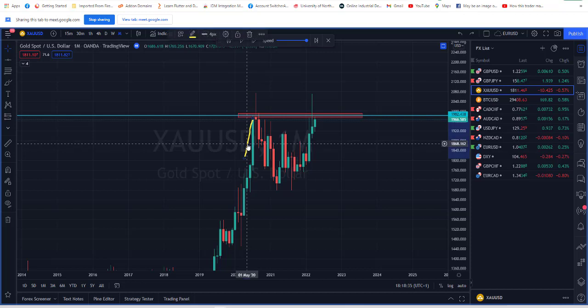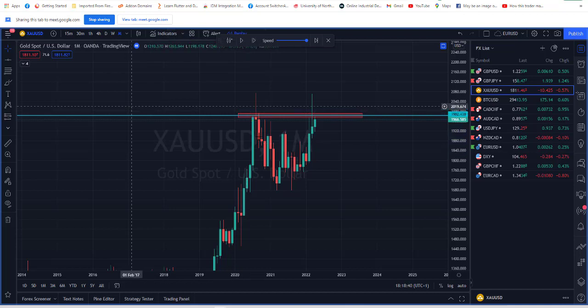Now, go back to the time it hit this resistance. It came down again, all the way from here down to this level at 1708. And what happened? It bounced back up from here. So this too is another key level. So you mark it out.